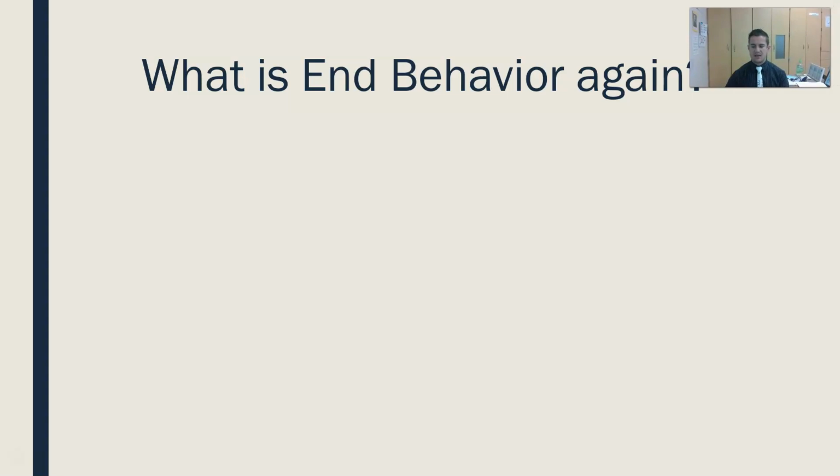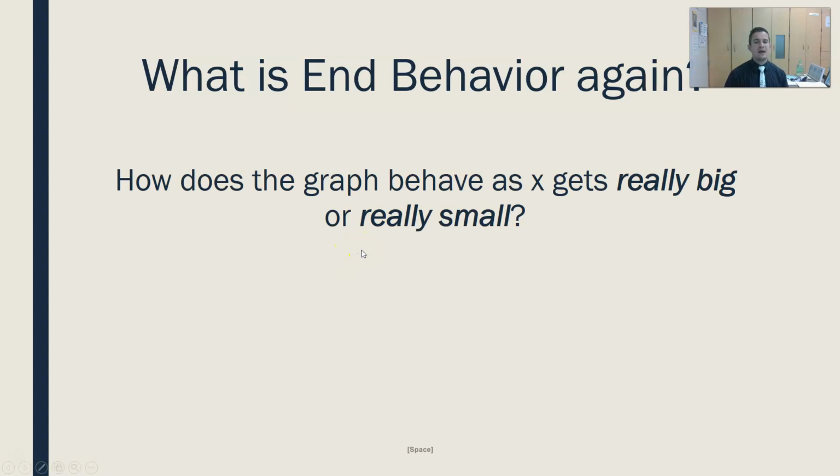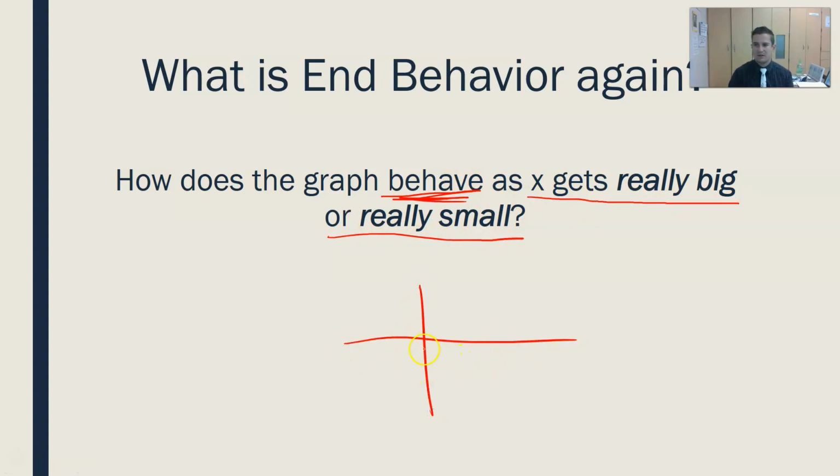Remind yourself what end behavior is. We've talked about end behavior when it comes to polynomial functions in the past, but what does end behavior mean? When I'm talking about the end behavior of a function, I'm trying to ask myself, how does the graph behave, or what does the graph do as x gets really big or really small? That's what we've been exposed to as it pertains to end behavior in the past.